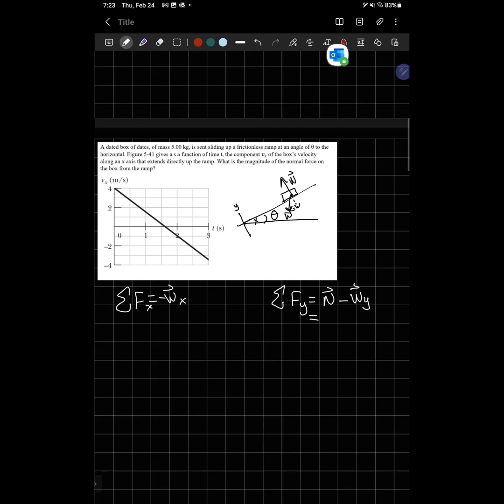So this is a function in the x. I'm not moving in the y. So normal force is equivalent to weight in the y. Okay, normal force. Do I know what weight is? Yes. What is it? It's going to be 5 times g. Okay, 5 times g.